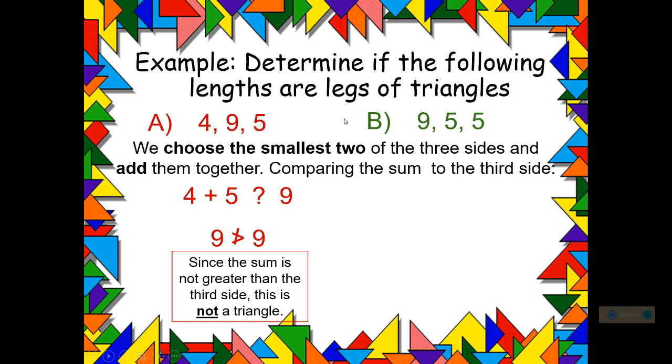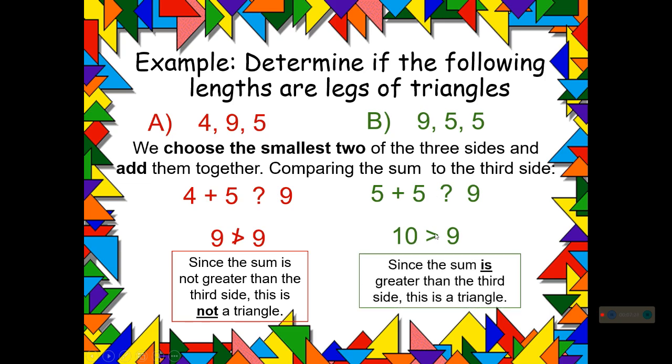Okay? For letter B, we are given 9, 5, 5. For us to check, again, you are going to choose the two smallest, or the shortest. So we have here 5 and 5. 5 plus 5 is greater than 9, because 10 is greater than 9. So, since the sum is greater than the third side, this is a triangle. Okay, any questions so far?